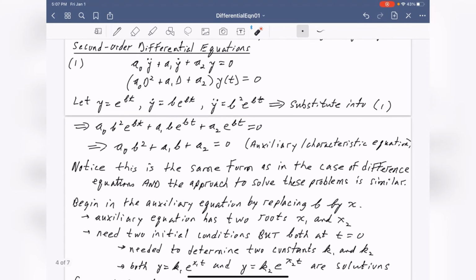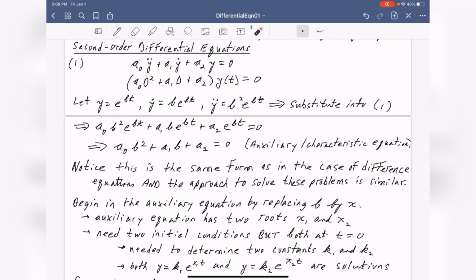Second order differential equations. The standard one is given as a0 y double dot, so that's d squared y over dt squared, plus a1 dy dt, plus a2 y equals 0. Written in operator form, we get (a0 D squared plus a1 D plus a2) multiplied by y of t equals 0, which is the homogeneity condition, a homogeneous equation.